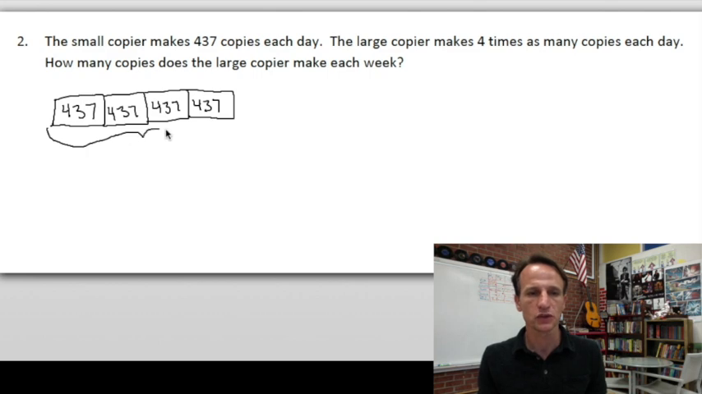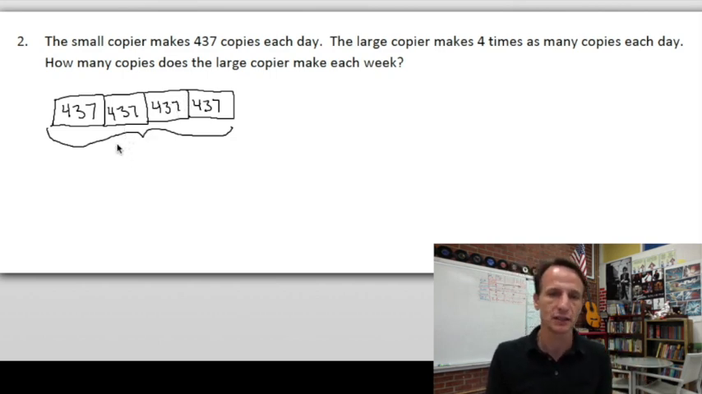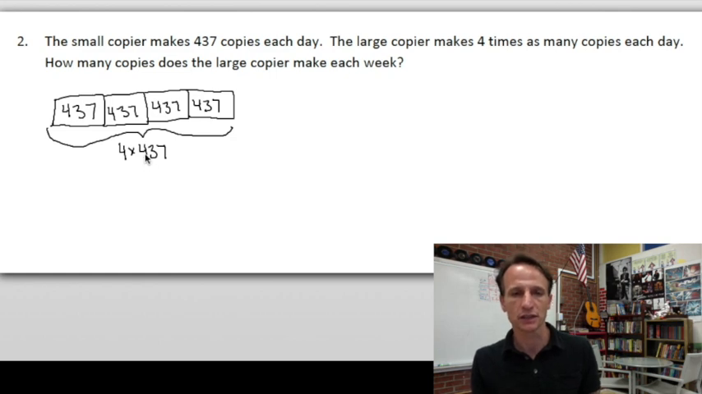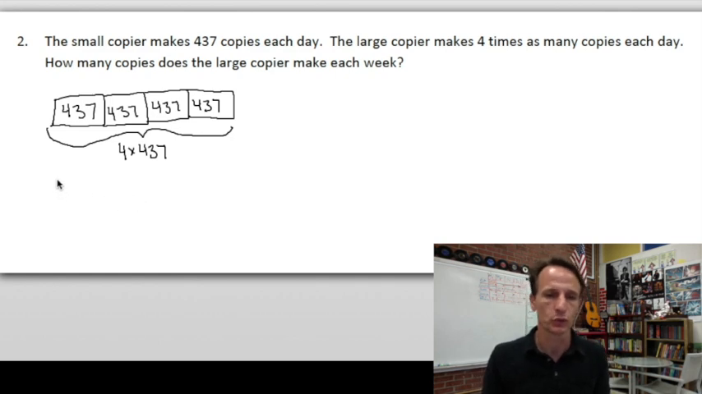All right. Now what we're trying to find out first, before we get to our ultimate question, is how many copies the large copier makes each day. To find that, we will need to do 4 times 437. And then, of course, we'll take that product and multiply it by 7 to find copies per week. And in case you're thinking, whoa, couldn't I just do 11 times 437? Yes, you could. It's just that we haven't yet taught you the 2-digit factor yet. So we'll do it in 2 steps instead.